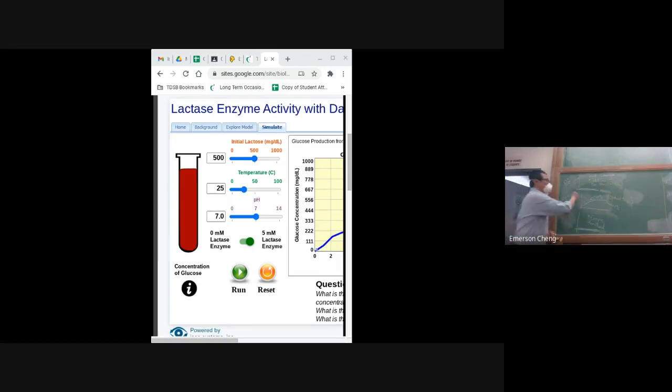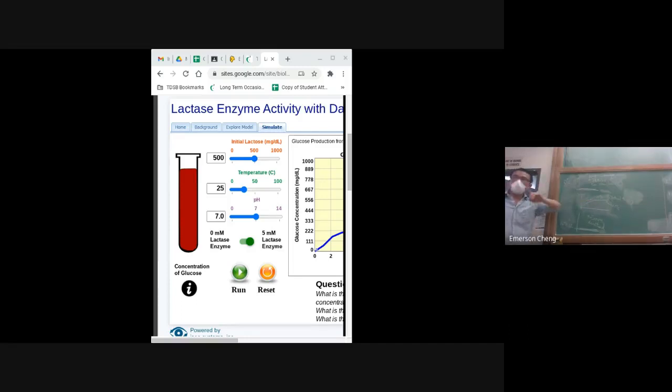What happened is this. Remember, the y-axis is glucose concentration. And since here you only changed the temperature, you didn't change the initial amount of lactose in there, whether it's 35 degrees or 25 degrees, you're going to get the same amount of glucose anyway, because you have the same amount of lactose. It's just which one gets to that level faster.